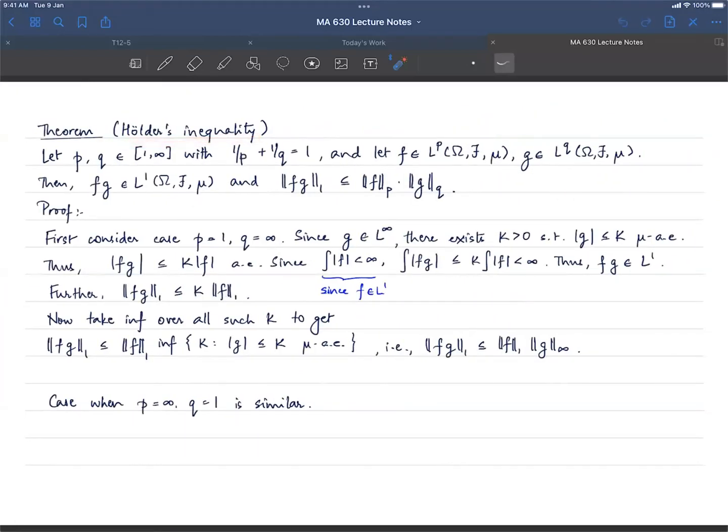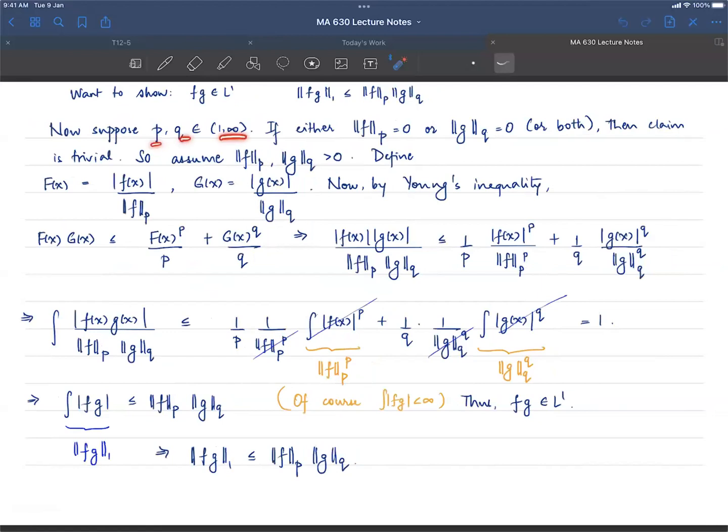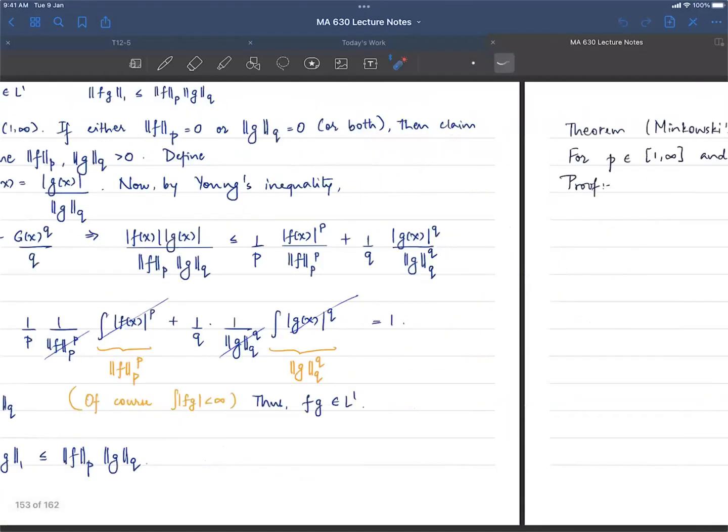We first looked at the case when P is 1, Q is infinity, and we proved it. Of course, the case when P is infinity, Q is 1 is similar. It's just that the roles of f and g have been flipped. Then we looked at the case when P, Q belong to the open interval 1 infinity, and then we proved this. Here is where we used Young's inequality. Okay, so we're done with Holder's inequality, and now we come to Minkowski's inequality.